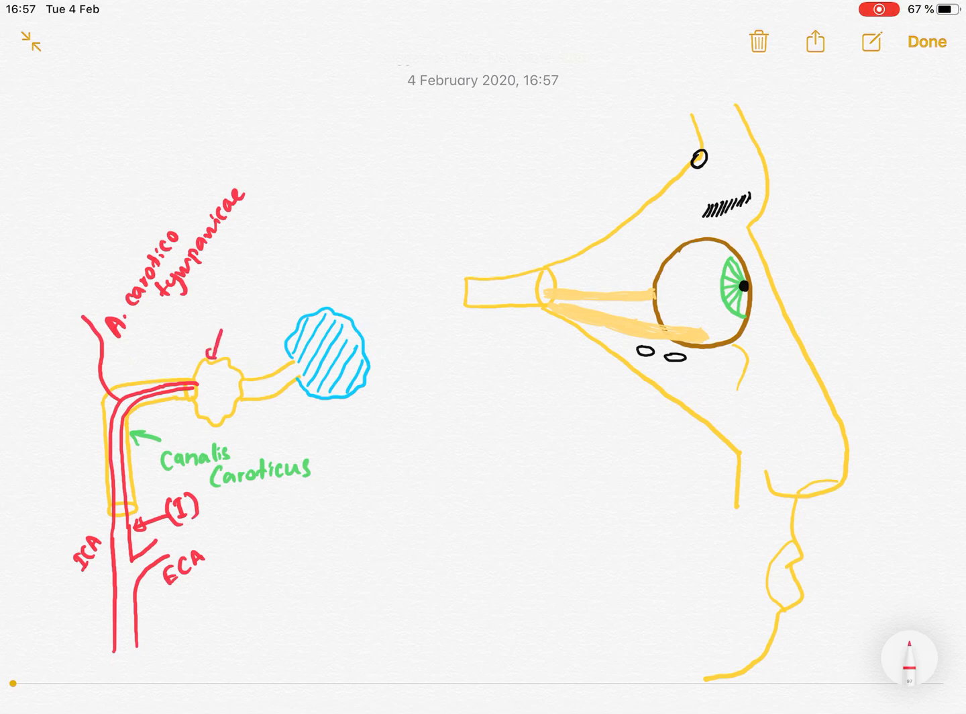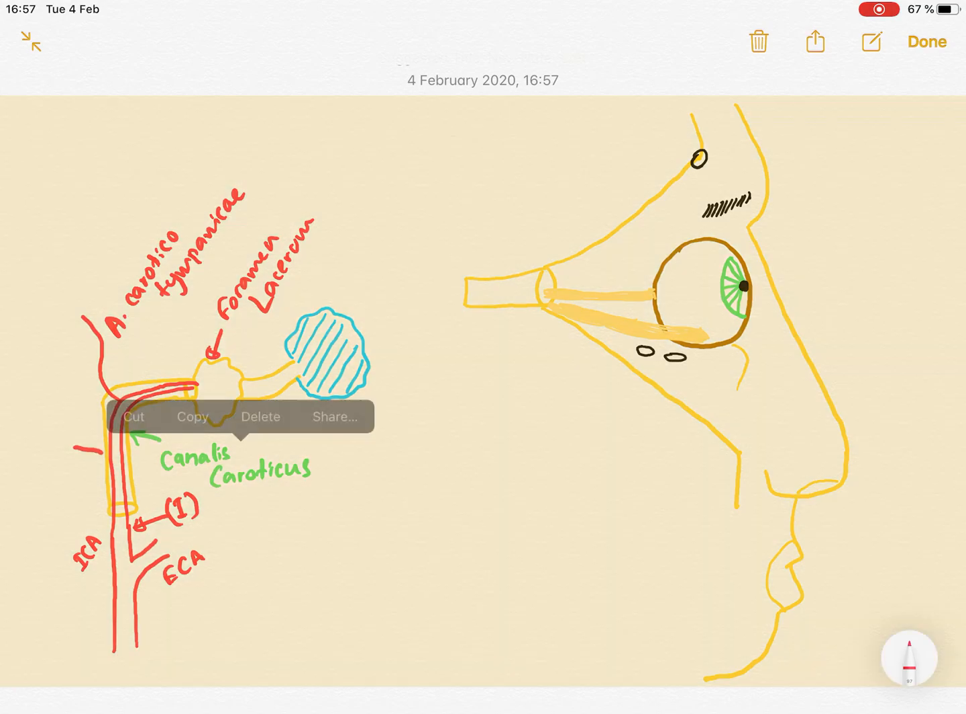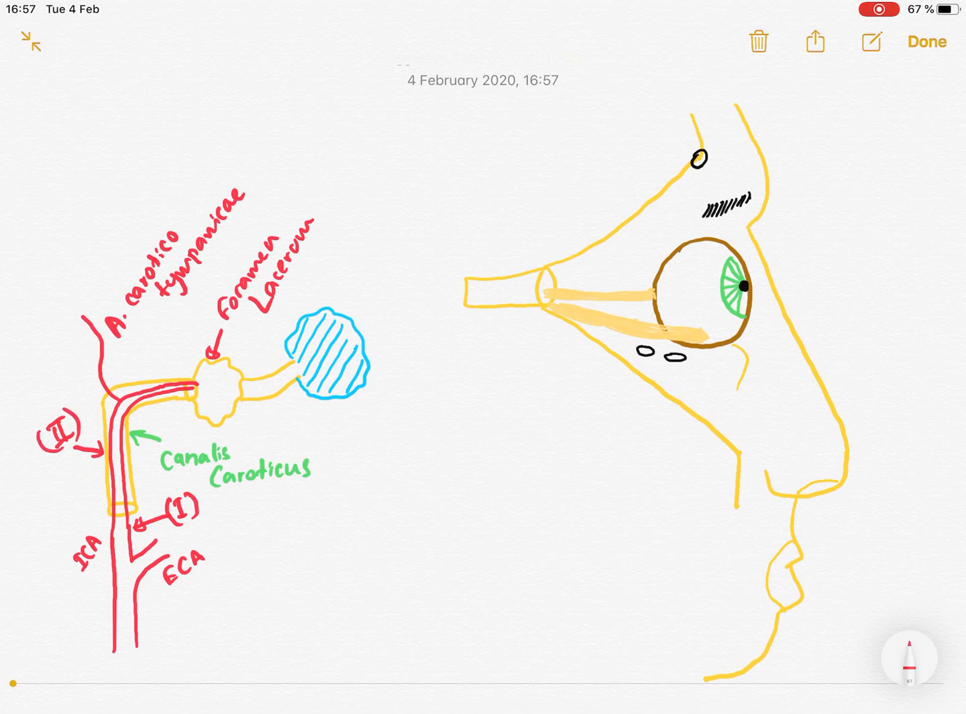Then here we have the foramen lacerum. Here I should mention this is pars petrosa, so I will write 2. It will go through the foramen lacerum and enter the cranial fossa, and then it will go through the sinus cavernosus. Here we have drawn the sinus cavernosus in blue. Inside the sinus cavernosus we have pars cavernosa, so I will write 3.